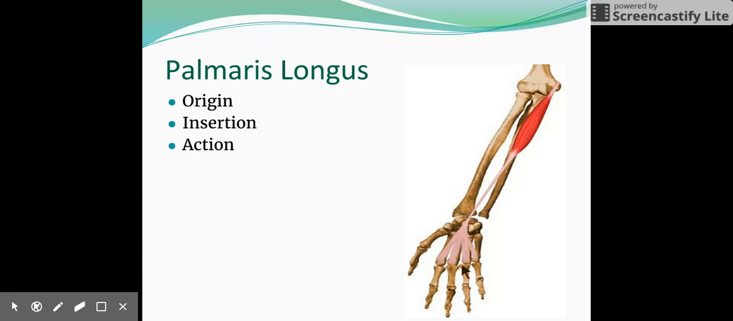In cats, this is a huge muscle that just takes up almost all of this side of the arm. And the reason for that is a cat really needs to make sure it has a strong grip on its prey. So it really needs to make sure that its fingers close around its prey.